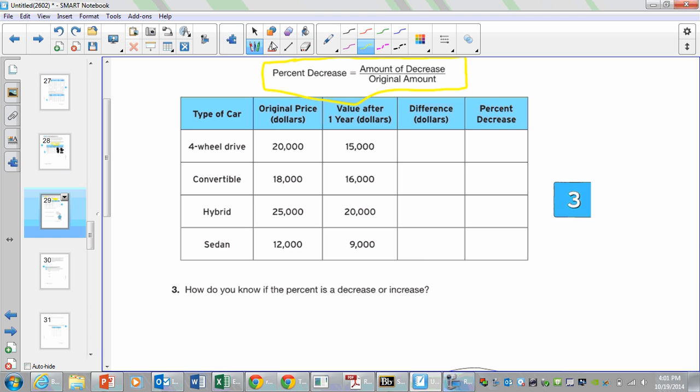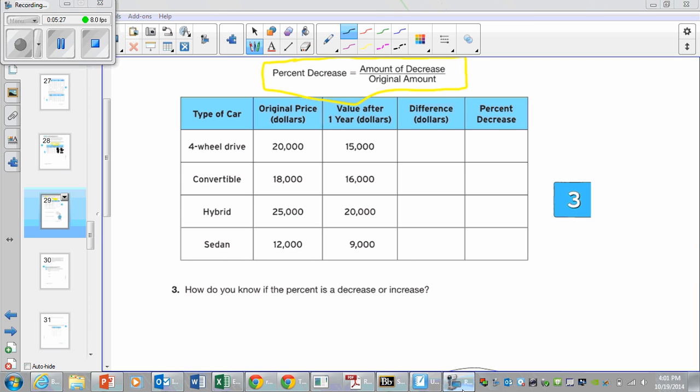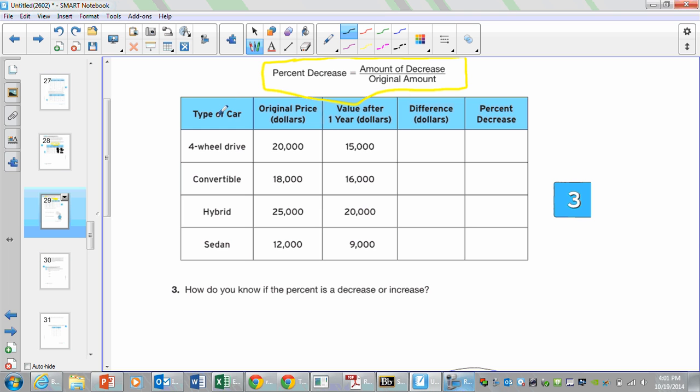So again, we have this table and they want us to finish filling it out. They're using the car example. The original price was $20,000. The value after 1 year was $15,000. So the difference of those two numbers is 5,000. So 5,000 right in here.